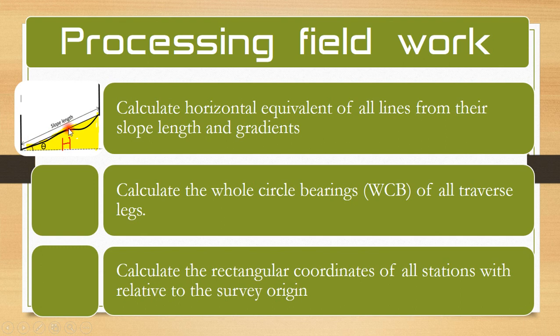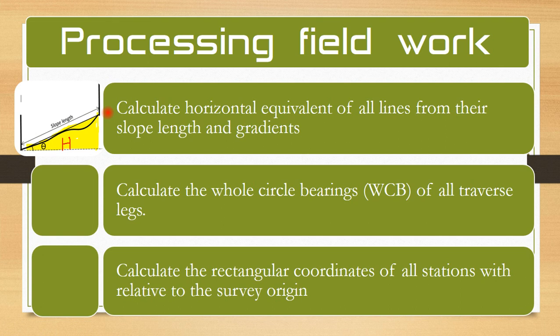The length between the points that you were recording is not the horizontal length, or the plan length. Because if you base your length on the slope length, it may not fit on the land whenever a design has been made. So for any length that you've measured, you need to bring it to the plan length. In this case, you calculate the horizontal equivalent of all the lines from their slope length and the gradient.